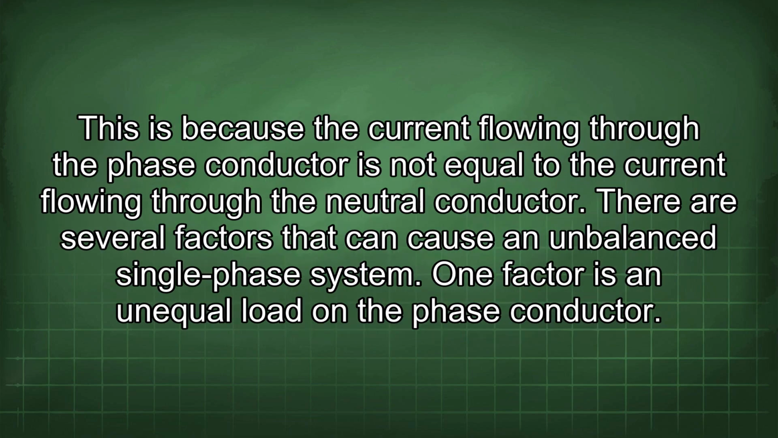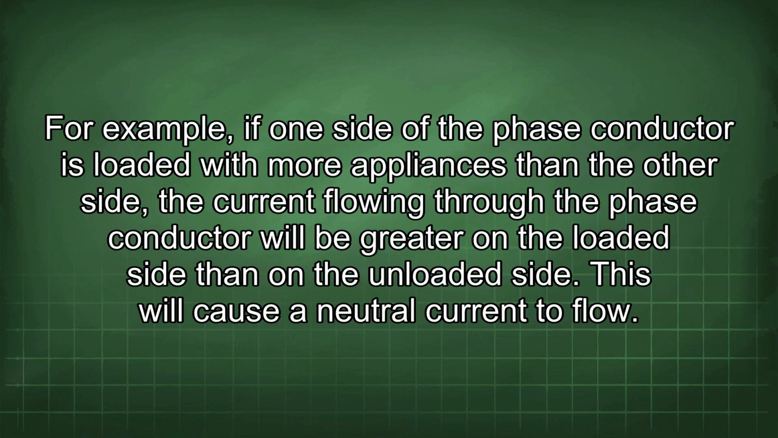This is because the current flowing through the phase conductor is not equal to the current flowing through the neutral conductor. There are several factors that can cause an unbalanced single-phase system. One factor is an unequal load on the phase conductor. For example, if one side of the phase conductor is loaded with more appliances than the other side, the current flowing through the phase conductor will be greater on the loaded side than on the unloaded side. This will cause a neutral current to flow.